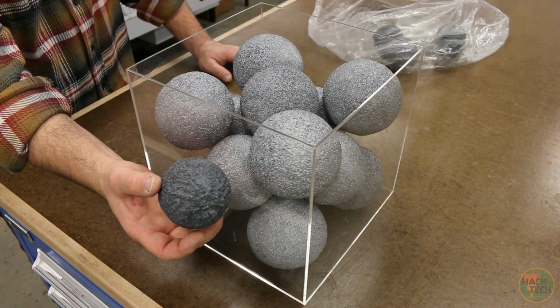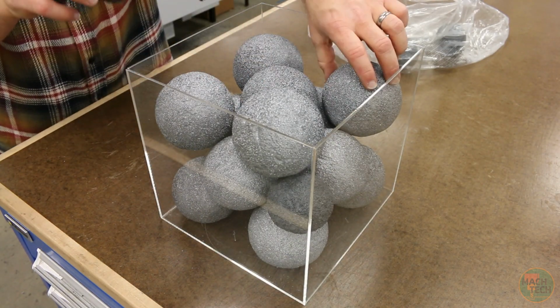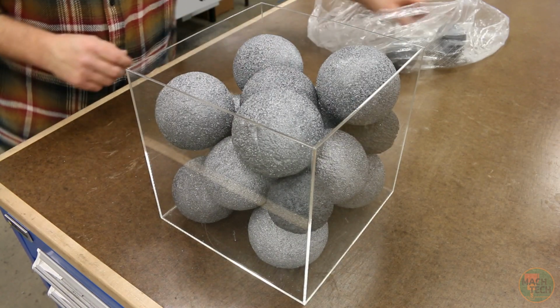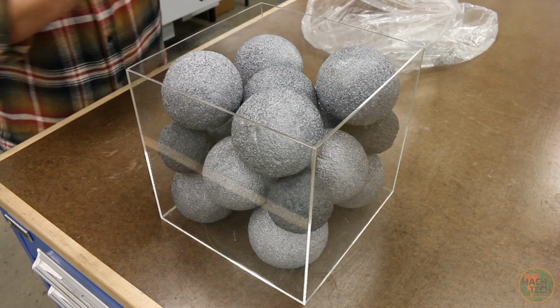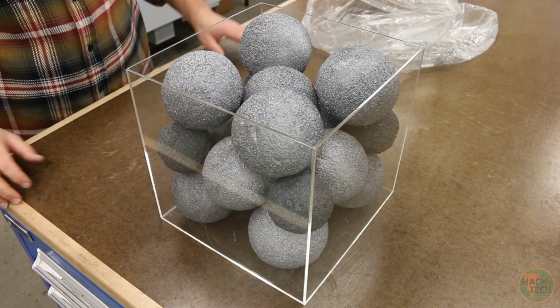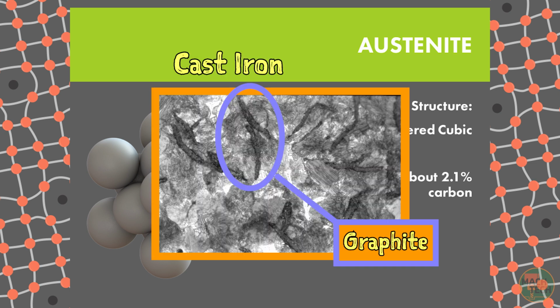Thanks to the specific way in which iron atoms pack together in the face-centered cubic structure, there are lots of spaces for carbon atoms to smush between them. The black foam balls are standing in for carbon atoms here. Austenite can dissolve up to about 2.1% carbon. This is the saturation limit for carbon in iron. Any excess carbon beyond this could not dissolve and would form clumps of pure graphite inside the material. It would no longer be steel, but rather cast iron.